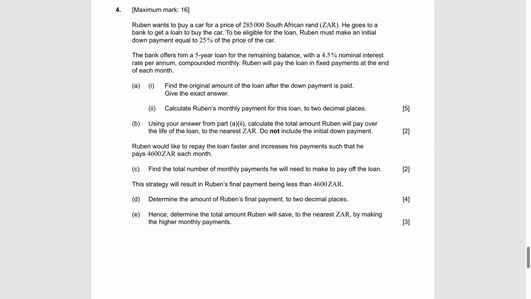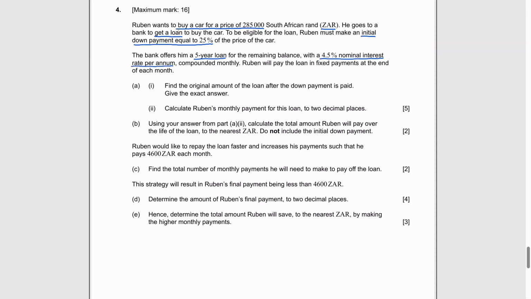Question 4. A man buys a car for 285,000 ZAR. He needs to take a loan and makes an initial down payment of 25% of the price of the car. The loan period is 5 years with a nominal interest rate of 4.5% per year, compounded monthly. He will make equal monthly payments at the end of each month.